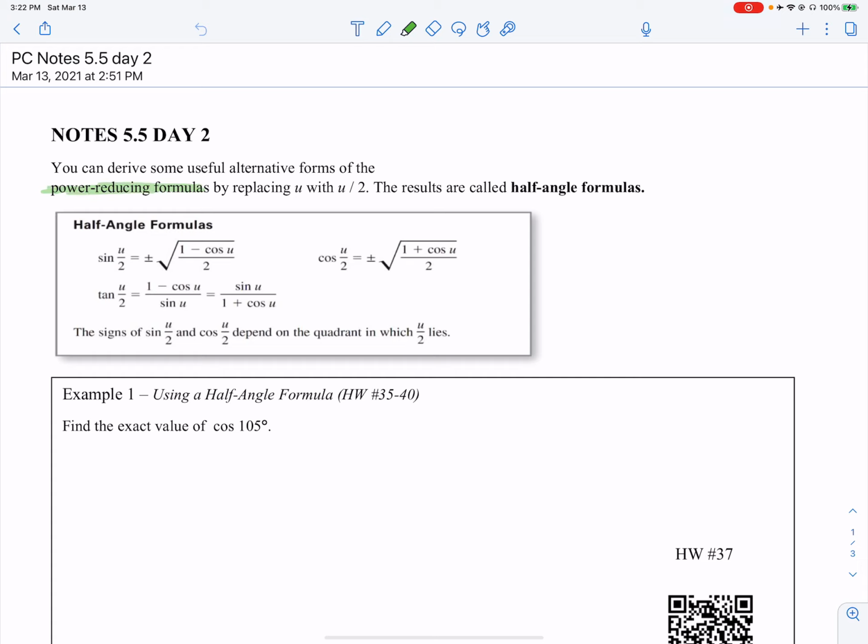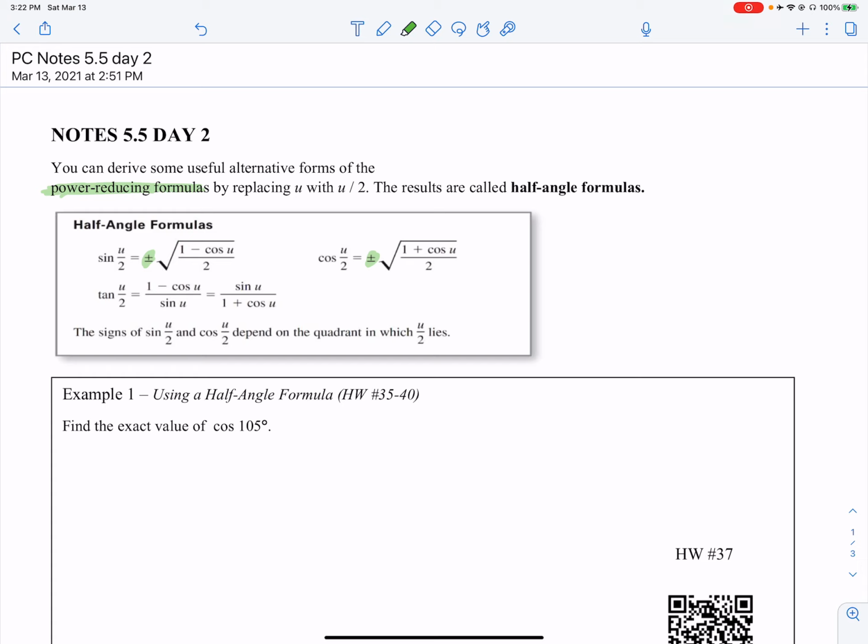I'm not going to spend time right up front talking about that, because the application of how to reduce powers with it needs to come later. It's a little bit more complex to grasp right away, but they are used for that. Interesting in these is that you will see this plus or minus for sine of u over 2 and cosine of u over 2. For tangent, you don't have to worry about it. You don't see a plus or minus.